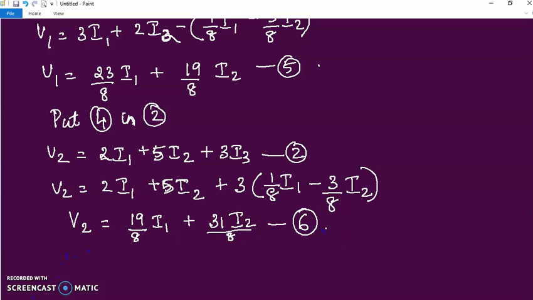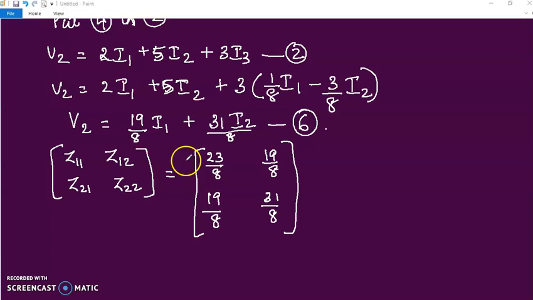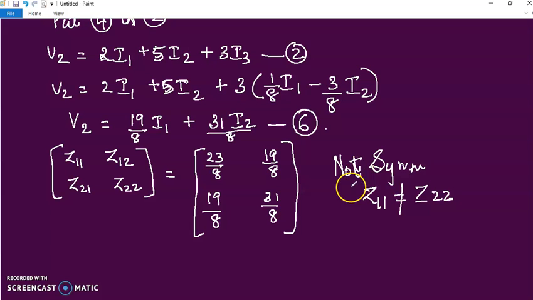So we can write the Z11. So these are the Z parameters, Z11, Z12, Z21, Z22. So now we can check the reciprocity and symmetry. For symmetry, the condition, like Z11 is equal to Z22. Okay, this was the condition. But here Z11 is not equal to Z22. So not symmetric. The Z parameter system is not symmetric.